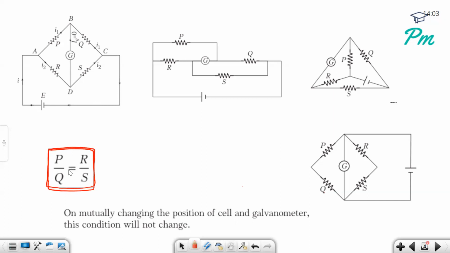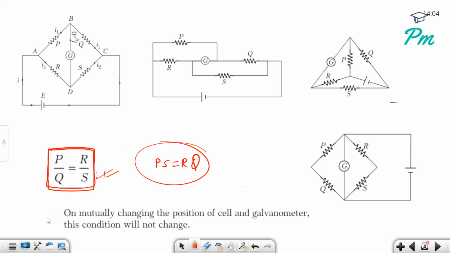If this condition holds and the deflection of the galvanometer is zero, then we can apply this equation to find any unknown resistance. If any resistance is unknown and the remaining three are known, then this equation is very helpful to determine the resistance. Very, very important. Now we can also write this expression as PS equal to RQ. So this is an important expression.